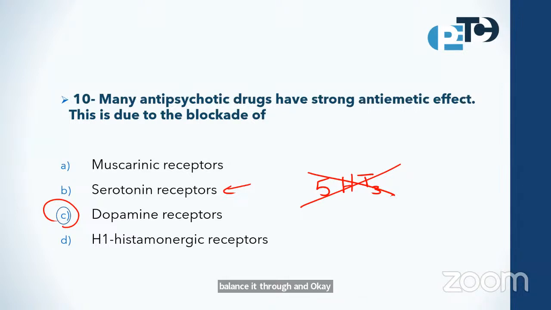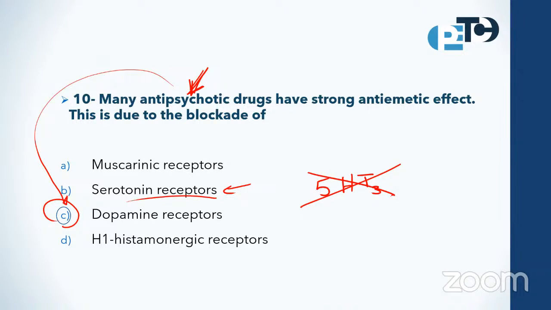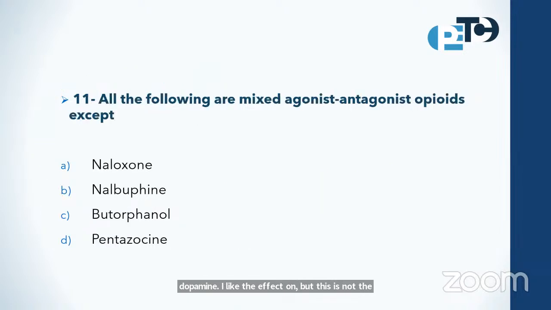While the antipsychotics, especially the type 1, first generation or typical antipsychotics, will affect mostly the dopamine receptor and not serotonin, with a very little effect on serotonin. So the main effect is on dopamine, with a little effect on serotonin, but this is not the effect leading to antiemetic effects.